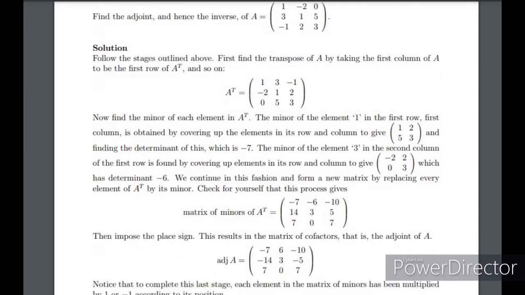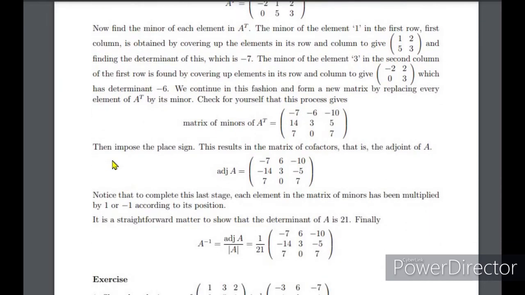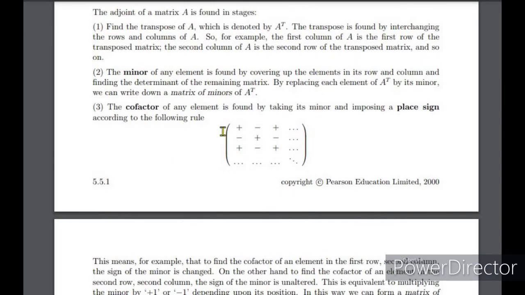So next, we impose the place sign. This results in the matrix of cofactors, that is the adjoint of A. So we will now apply the rule of the sign. So going back, this is the rule of the sign for the first, second, and third rows, okay? It is just an alternating sign: positive, negative, positive for the first row, and negative, positive, negative for the second row, and the third row is just the same as the first, okay?